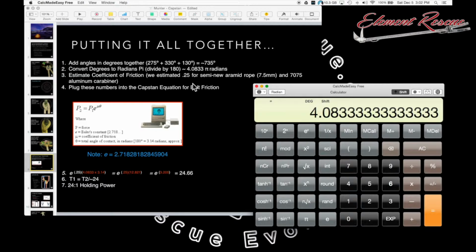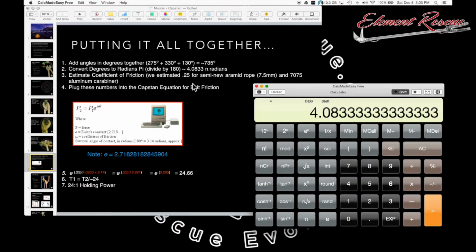The second part of this is probably one of the more frustrating or critical aspects of this, is estimating what the coefficient of friction is. We have a slide on this here in a second. We'll talk about all the things that can affect your coefficient of friction. We estimated it at 0.25. I believe that's what Attaway did in his paper also.